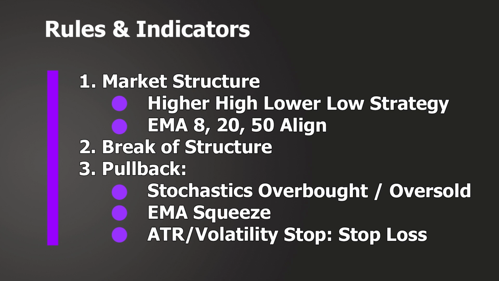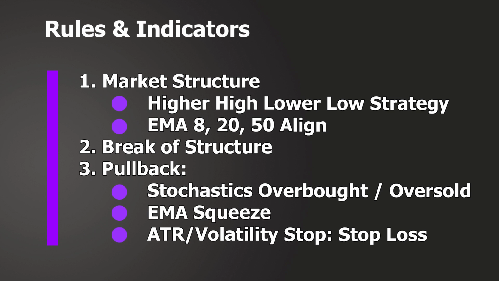In almost all strategies, market structure is king. We have to see the current trend. For this I use the indicator higher high lower low strategy. The link is in the description. Then I use my 4 EMA trend indicator to add the 8, 20 and 50 EMAs to the chart, and they have to be aligned to verify a clean trend.